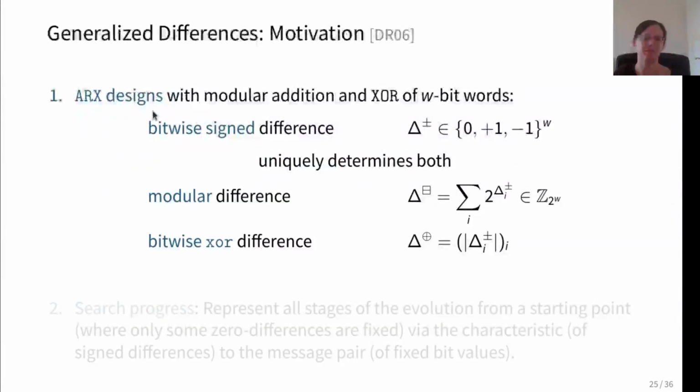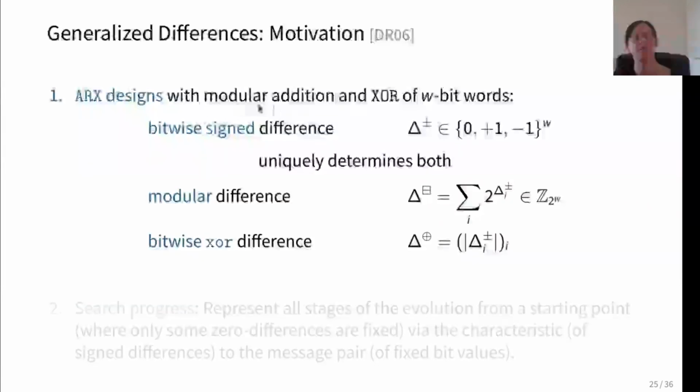In any case, the first motivation to use a different sort of difference notion is the fact that SHA-2 is an example of an ARX design, which means it doesn't just have S boxes and XORs, but it uses modular addition of words as well as the XOR of words. Now, if we're looking at XORs, then the XOR difference is a very natural thing to look at, where the difference is simply the XOR of the two values. But if we are looking at modular addition, this is no longer the case.